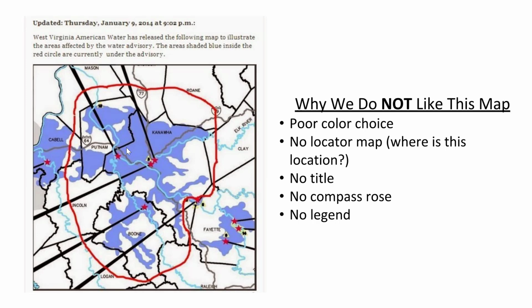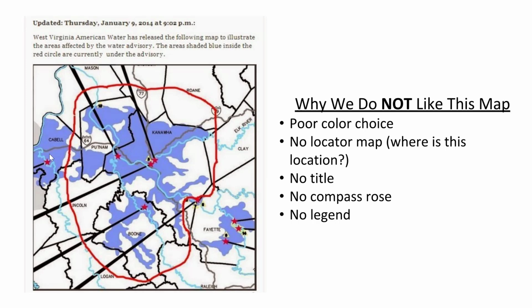Next, we have a map that looks like it came from a newspaper clipping, perhaps. This is a pretty poor color choice. I'm not sure if all this blue area is a river, or if these are rivers that are running through it, or if this represents a certain area that's contaminated.